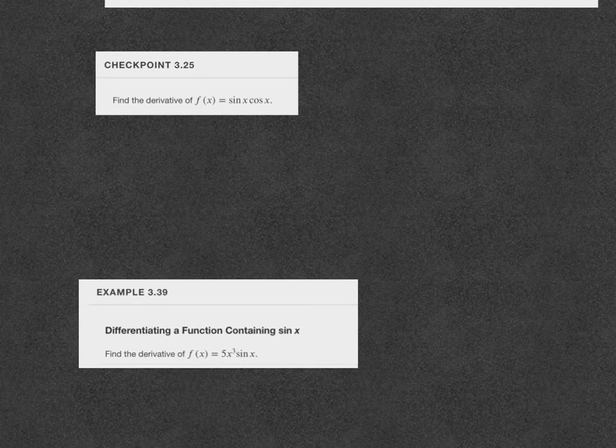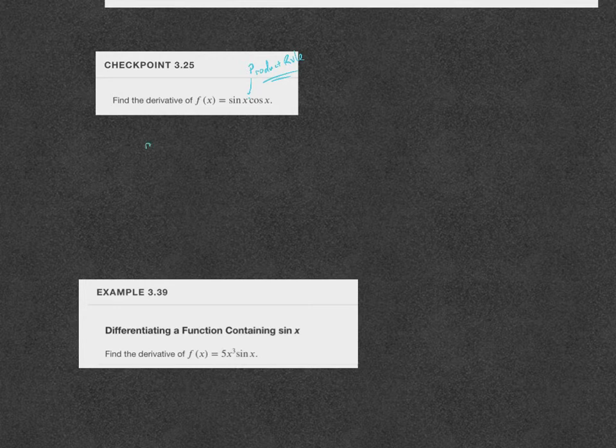And in this first one, checkpoint 325, we can see we have the sine of x and the cosine of x, and that is a product. Right, there's a times there that's implied. So for this one, we have to use the product rule. It's important to analyze the problem, look at it, and figure out what you need to do to take that derivative. We don't just differentiate sine and cosine individually. You would if there was a plus sign between them, but not when there's a multiplication sign.